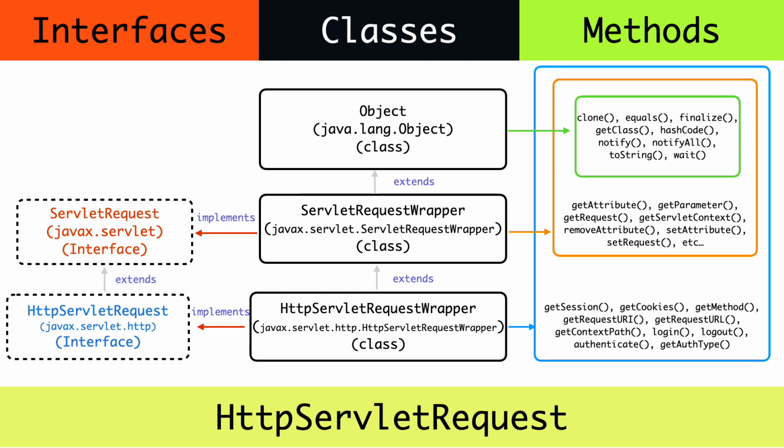So methods like getSession, getCookies, getMethod, getRequestURI, getRequestURL, getContextPath, and so on are all methods defined in HttpServletRequestWrapper. So this is the hierarchy of interfaces and classes involved in HttpServletRequest. And usually when we implement servlets, we create objects and access these objects. That we'll be seeing in the next video.